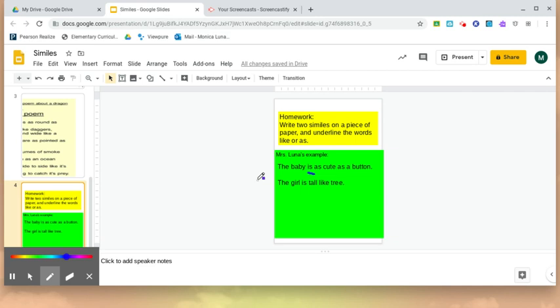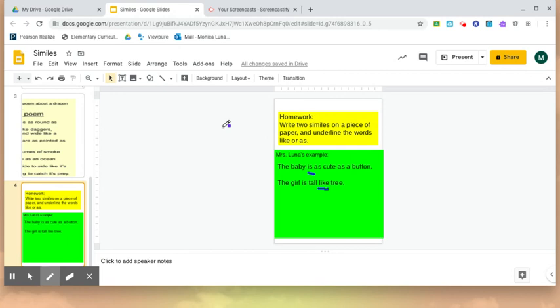Okay, the next example, because remember, I want you to write 2. The girl is tall like, oops, I forgot to write a here, a tree. So I'm comparing the girl to the tree, and she is tall like a tree. Okay, so I underline the word like, because that is my example. Here, I underline the word as. That's the example I use, using the word as to compare baby and button. And here, like, to compare the girl to a tree.